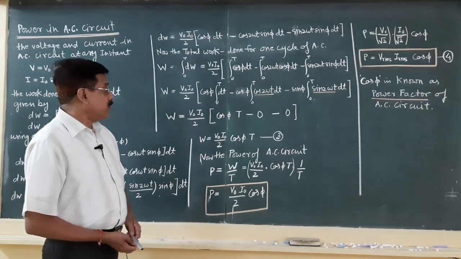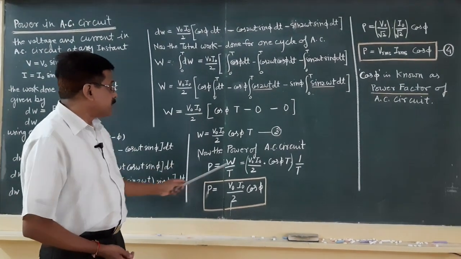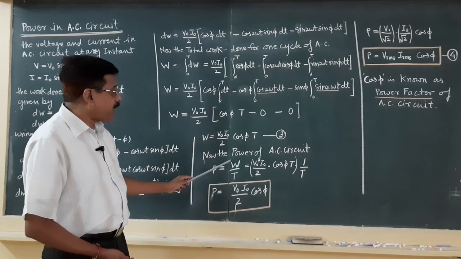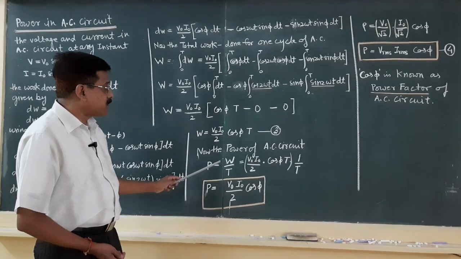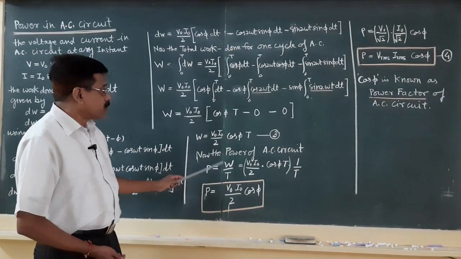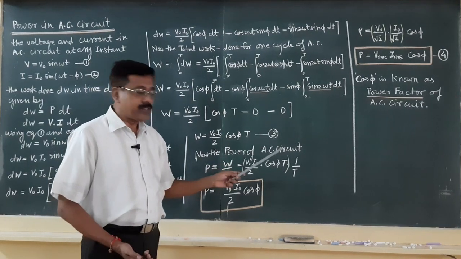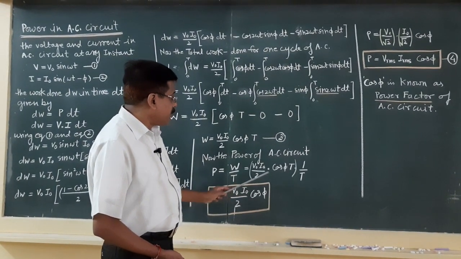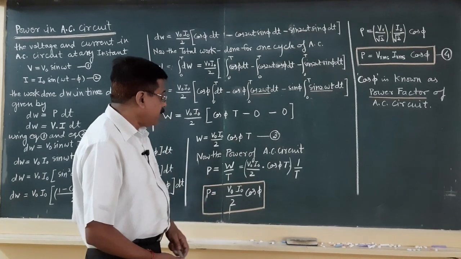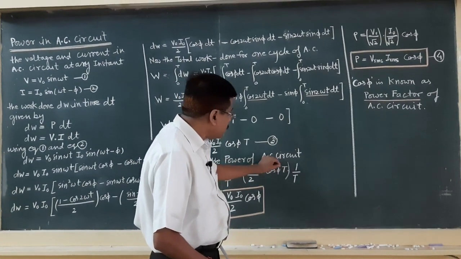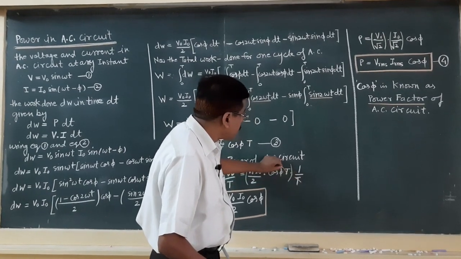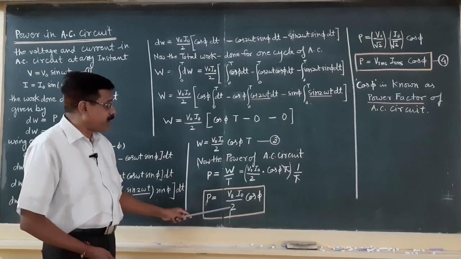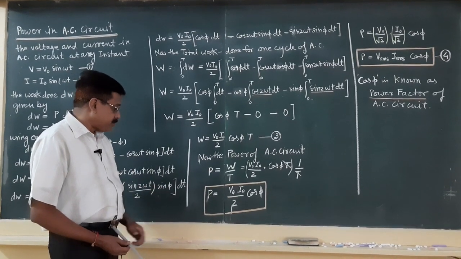And we already know the power of a circuit is given by work done upon time, that is, power is equal to the time rate of work done. So, for one cycle, P = W/T. We will put the value of W using equation 3. So, we have V0 I0 cos φ T/2 into 1/T. Then you find this T and this T cancel out. Then we have P = V0 I0/2 cos φ.